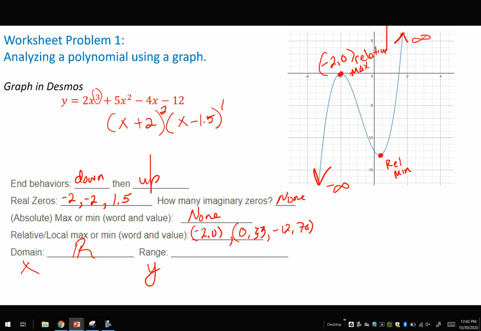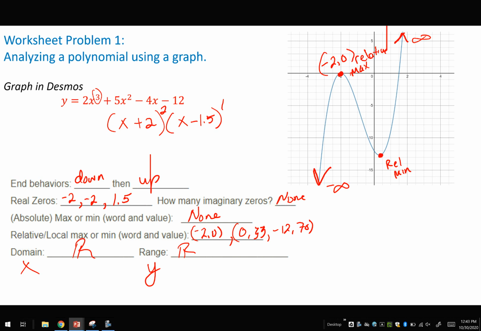Now my range, is there any restrictions to the range for this one? There's not, because it's going from a positive infinity to a negative infinity. It will do any number in between there will happen. So this one, my range is actually going to be all real numbers as well. So for this very first question, we graph it, we analyze the graph, identify end behavior, identify zeros, look at absolute max and min, look at relative max and min, and then talk about domain and range.